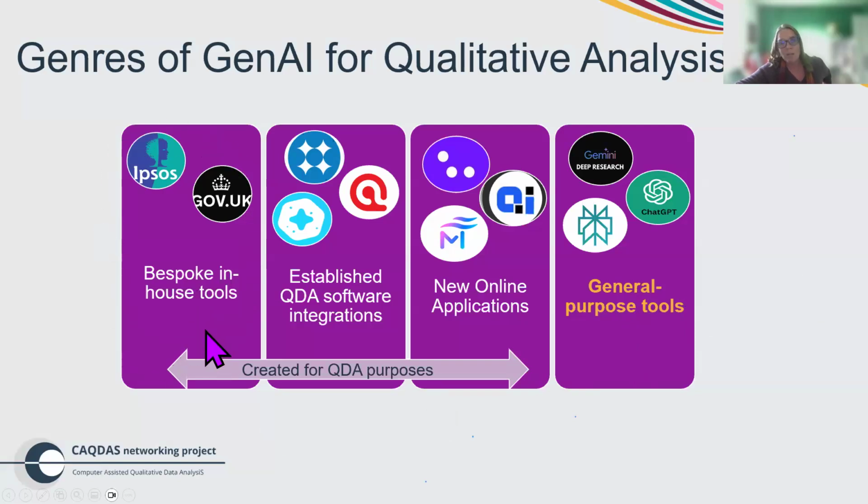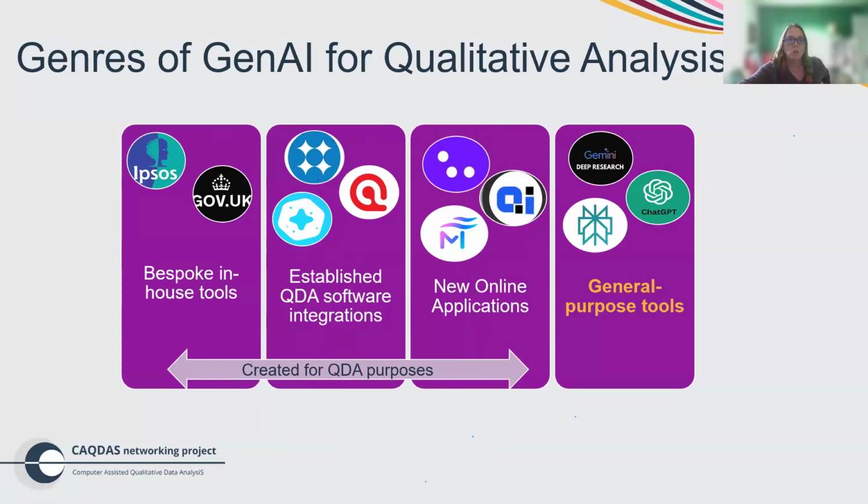I'm not going to talk about bespoke in-house tools today, but this is just to highlight the fact that various different organizations are now starting to develop their own suite of tools, and you will probably know of many in your own local countries. In the UK, Ipsos and also the government are starting to develop in-house tools for civil servants to use for various different applications. But what I'm going to focus on, which is more relevant to those of us not working in those contexts, is the integrations into established qualitative software programs and some new online applications.